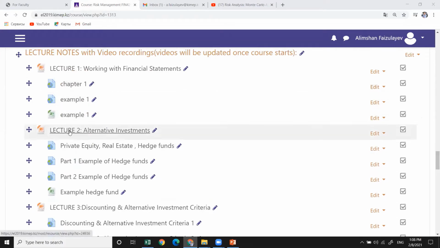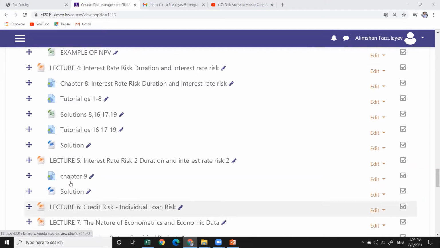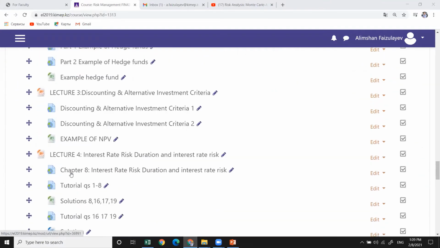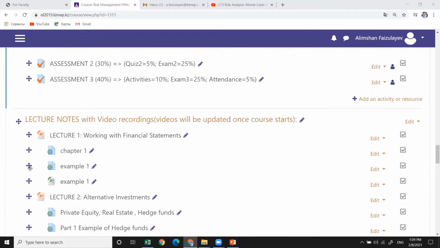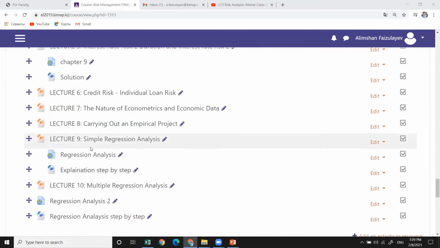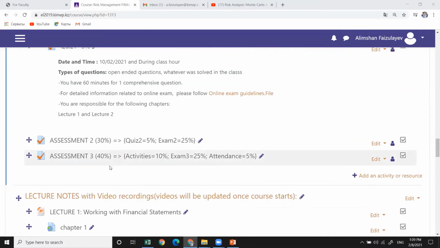Exam 1 is lectures 1 to 3. Exam 2 will include lecture 4, lecture 5, and 6. The rest is more related to econometrics and statistical analysis, but you're not going to have any question and answer in the final exam. It will be scientific work which will be presented. You will submit it and do a presentation of your submission.